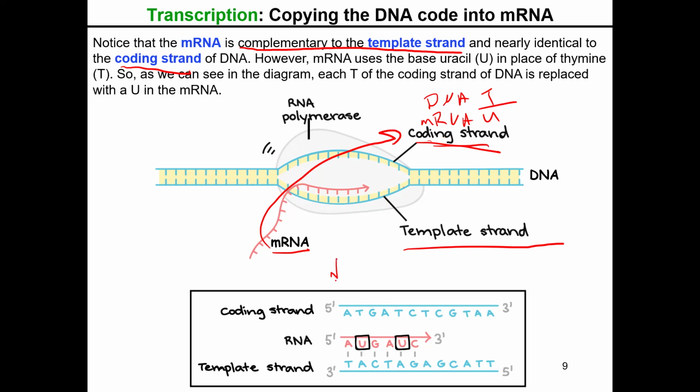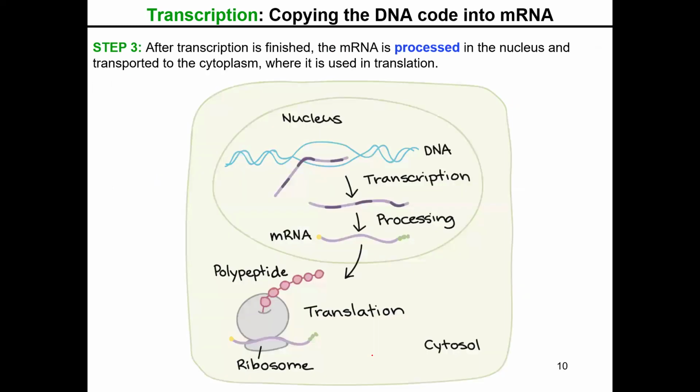And then below is another example showing that you can see our template strand here, which would have been complementary to our coding strand. But you can see that our RNA that's being created is, again, very similar. You can see all the letters are very similar. The only differences are those U's.